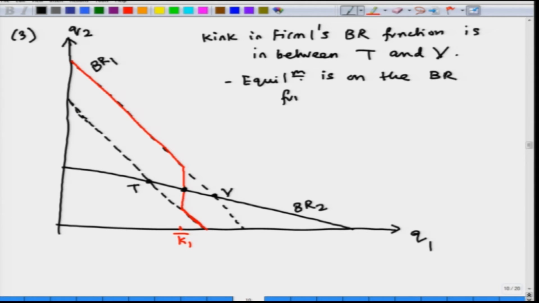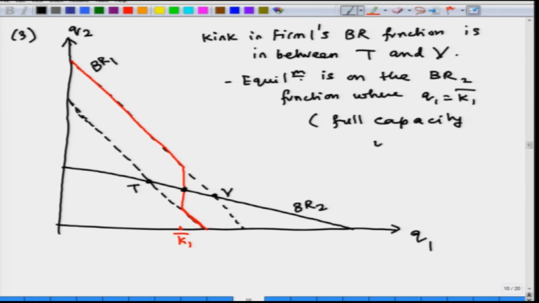The equilibrium is on the best response function of firm 2, where Q1 is equal to K1 bar. So, firm 1 will find it profitable to produce still capacity, but will not expand it. So, this corresponds to the case of full capacity utilization. Let us just briefly recap.